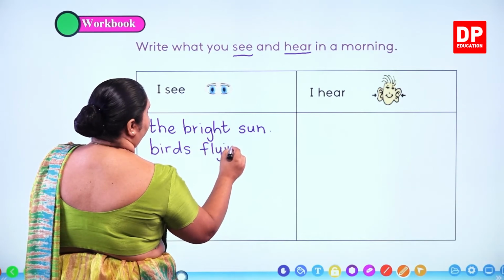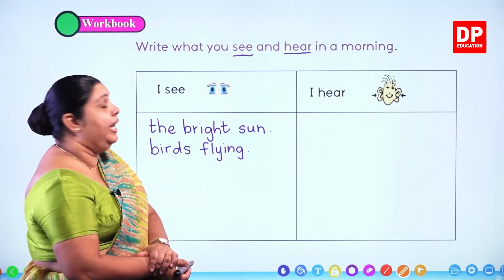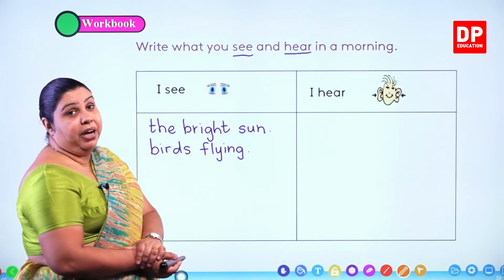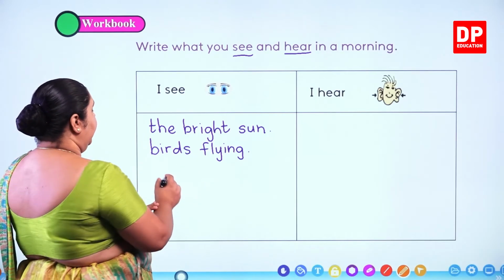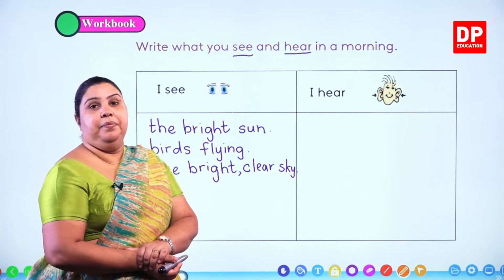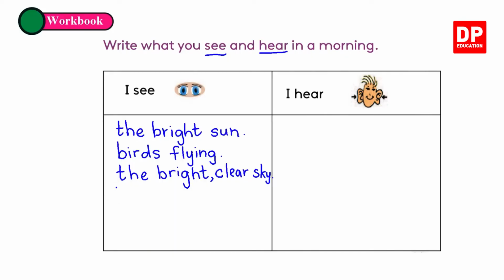Birds flying. උදේට කුරුල්ලෝ ඉගිල්ලිලා එනවා නේද පුතේ? Now we are talking about the morning, no? උදේට පේන දේවල්. You can see, now if it is a bright sky, you see a bright sky. I see the bright sky. පැහැදිලි අහසක්. Clear sky. Bright, or you can say clear sky. Right? The bright and the clear sky. Then what else? You can see butterflies. I see the butterflies.